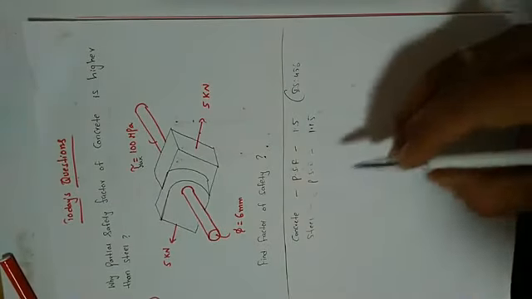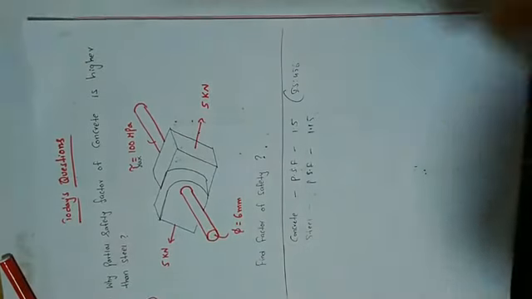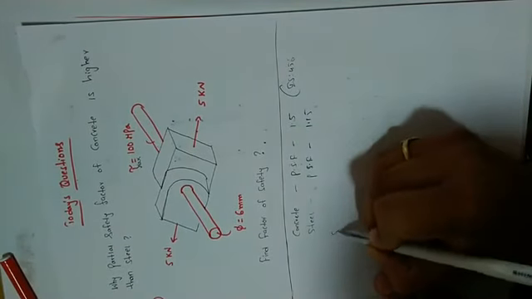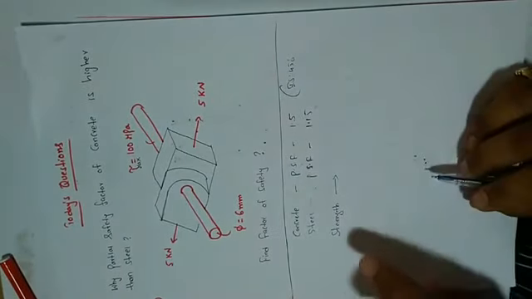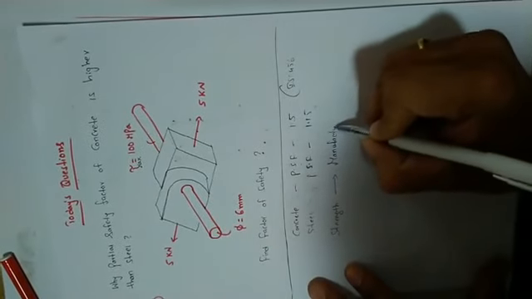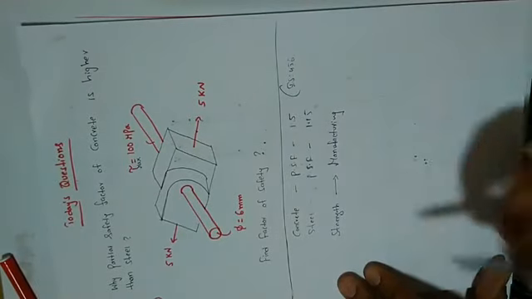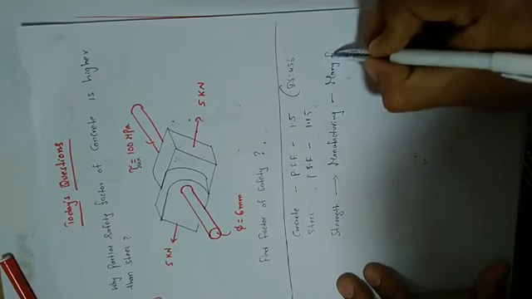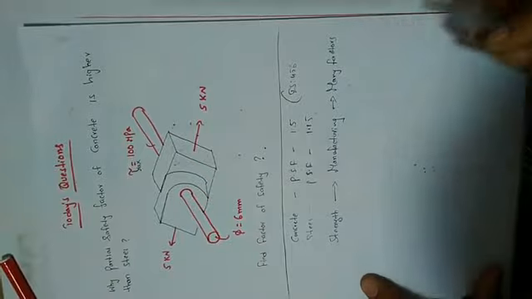See, partial safety factor always depends first on its strength. Okay. Partial safety factors depend on its strength. Strength depends on what? Strength depends on the manufacturing process, how the manufacturing is taking place. Based on that, your strength will depend. Manufacturing depends on many factors, right?